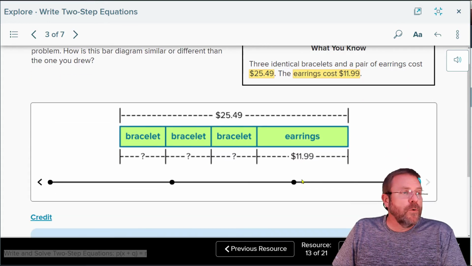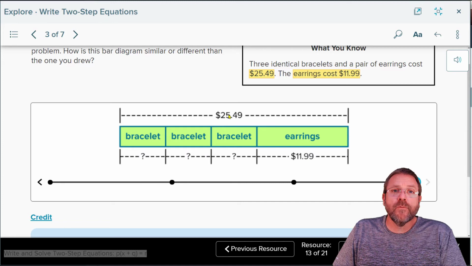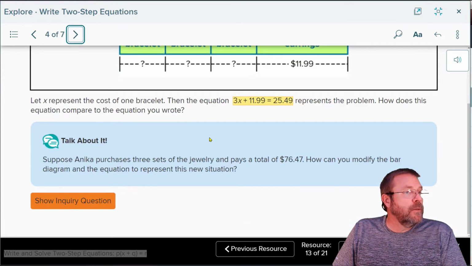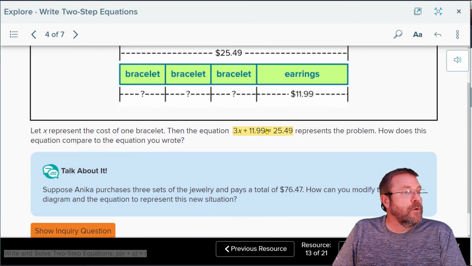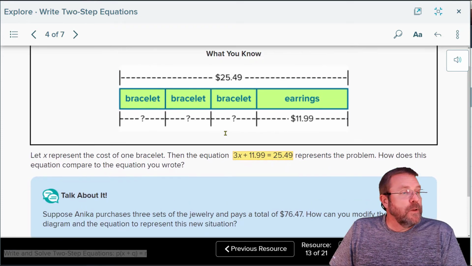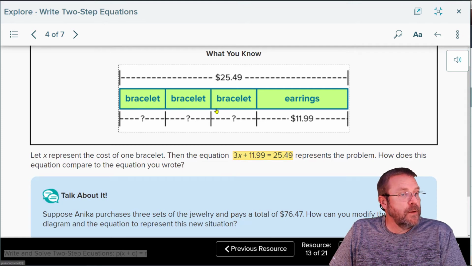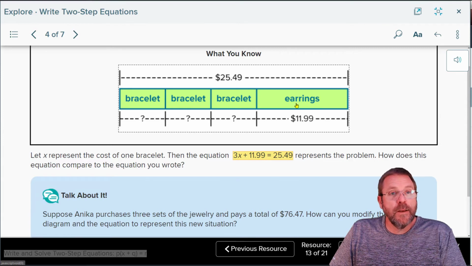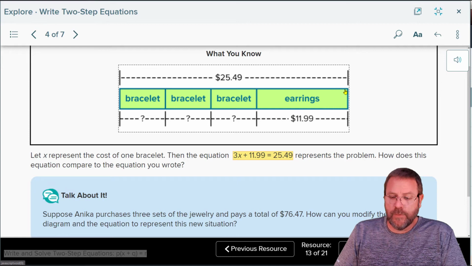So to solve this problem using the bar diagram, you subtract the $11.99 from the $25.49, and then the value you got left, you would divide amongst the 3 bracelets. And that is exactly what I would put in the question of how I would do it. To write that as an equation, you can see you have 3 times the number of bracelets, that's right here, plus $11.99 for the earrings, that's right here. And what does it equal? It equals the entire cost of everything.